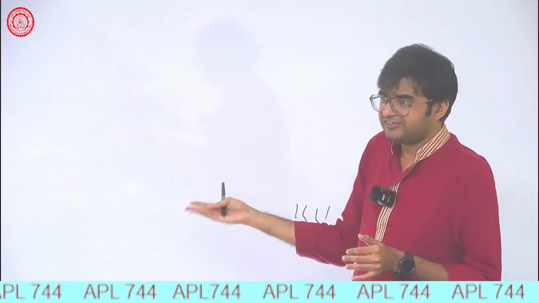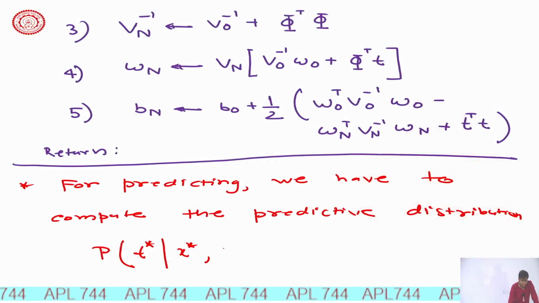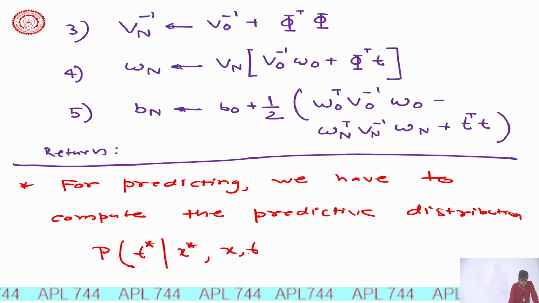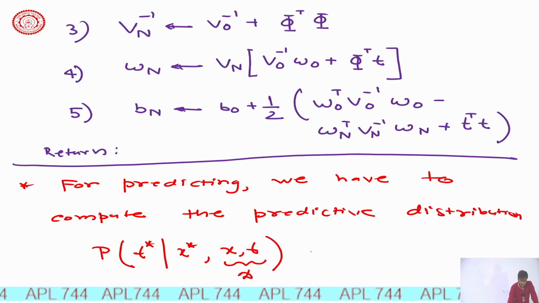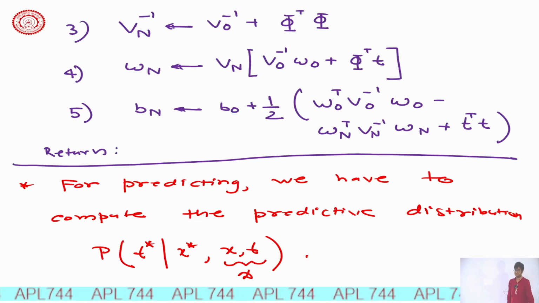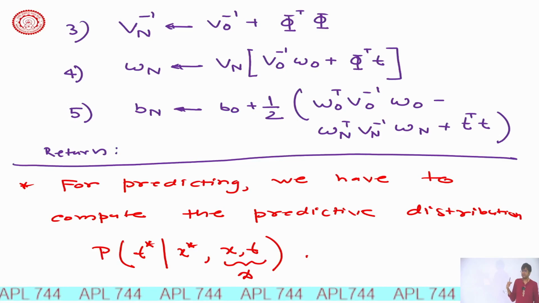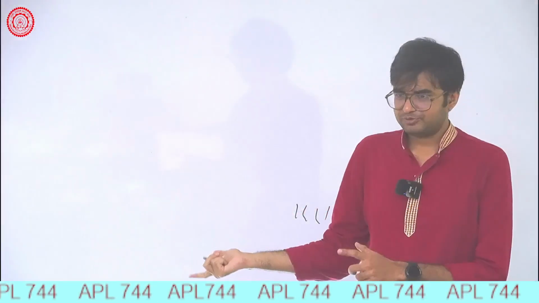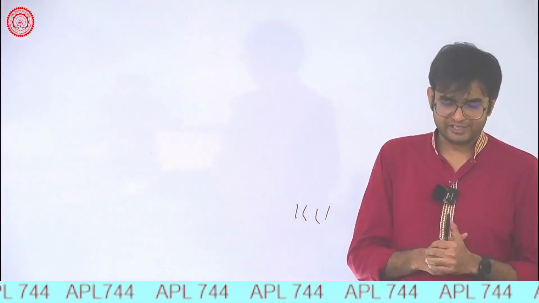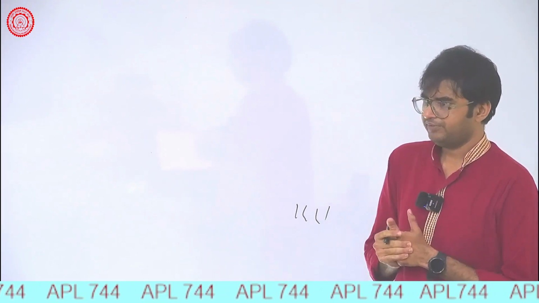But in this case, since it is Bayesian, you want to find a distribution, not a point estimate, given X comma T, and this is my training data. So this is what we have to compute, right? And we have already computed it for the case where sigma square or beta inverse was known. Last class we did it. So now we have to extend it for the case where sigma square or beta inverse is unknown.